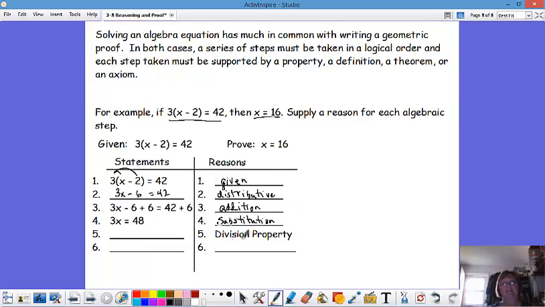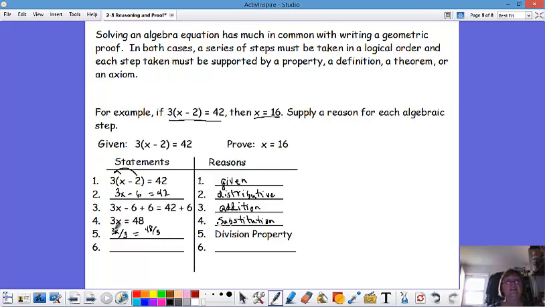Now in the next step, step 5, they're giving us a clue because they're saying the reason is the division property, and I think to myself the division property is the one that said you can divide both sides of an equation by the same value. So that must be what they want us to write here. That is 3x divided by 3 is the same as 48 divided by 3. That's applying the division property, which says divide both sides by the same thing, the same value.